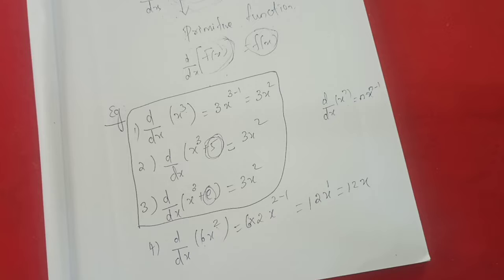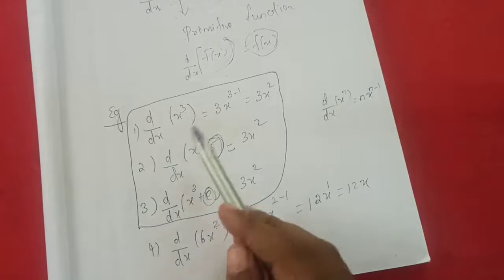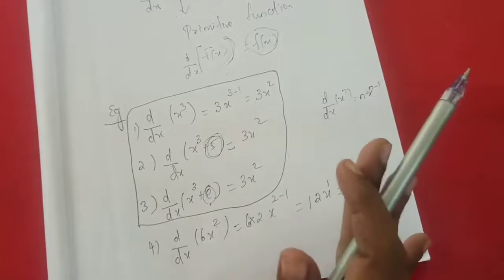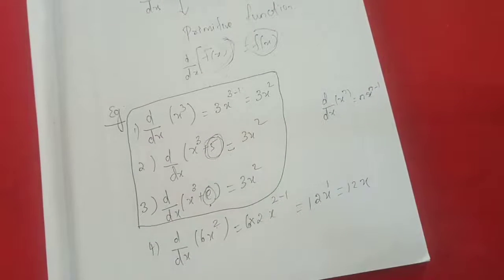In the first example, x cube is the primitive function. In the second example, x cube plus 5 is the primitive function. In the third example, x cube plus e is the primitive function. But all the derived functions are the same. So this indicates that the primitive function need not be unique. From these 3 examples, you need to know the primitive functions are not the same, but the derived functions are all the same.